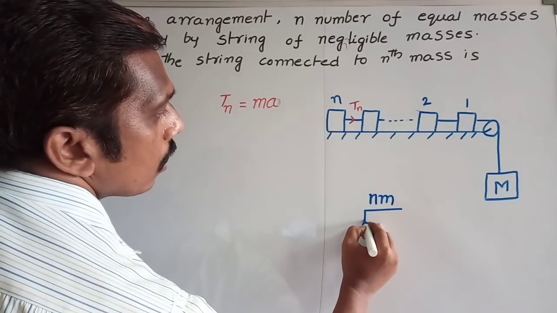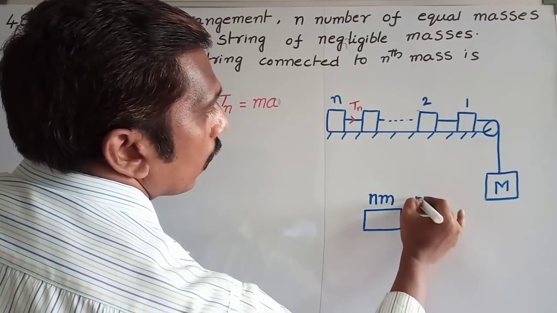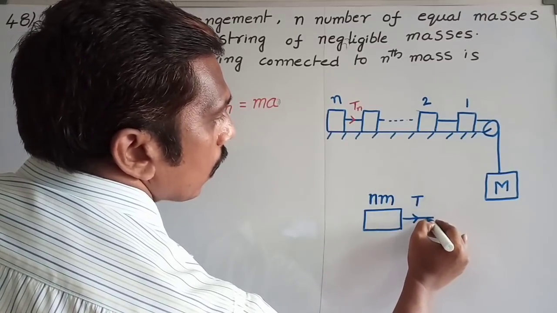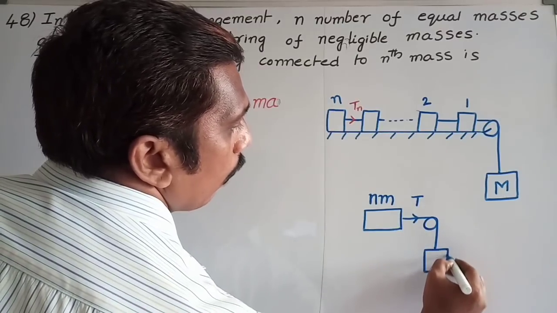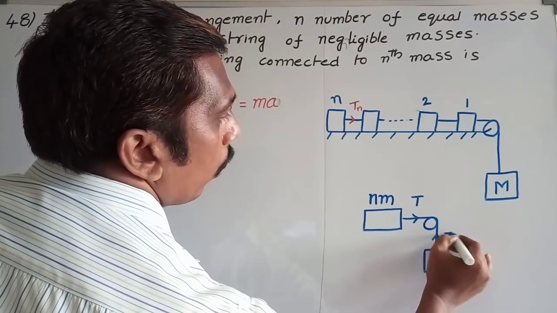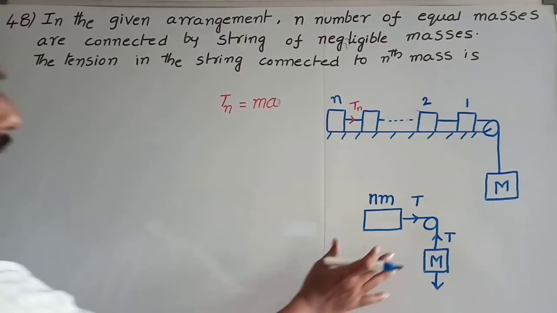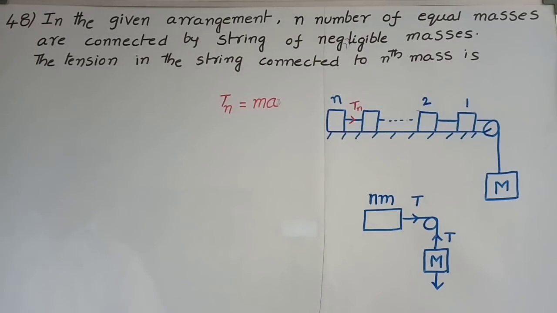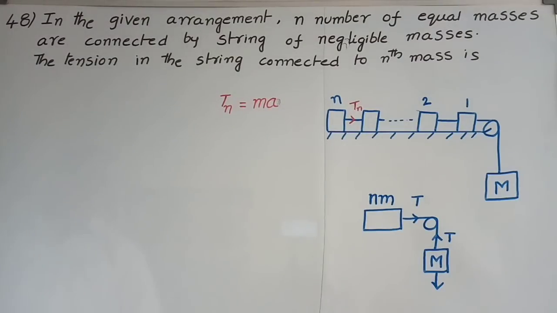This Nm mass is pulled by a string towards right in this direction, tension. This string is connected to the pulley and passed over a block of mass capital M. So here on capital M, tension is acting in upward direction and its weight acting in downward direction. If we simplify this, then we get acceleration. Acceleration value substitute in this equation, then we get tension.